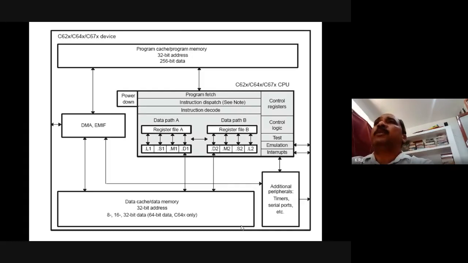and we are again describing it in short in this lecture also here, that these are the CPU, and CPU has the sections of the program fetch, instruction dispatch, and the instruction decode here, having the two data paths A and B. Data path A has the register file A and path B has register file B.